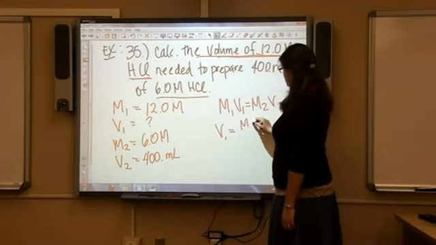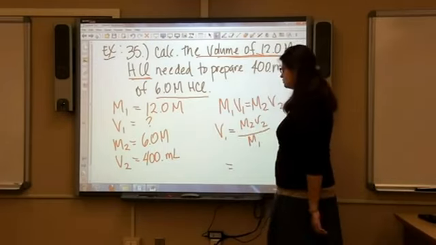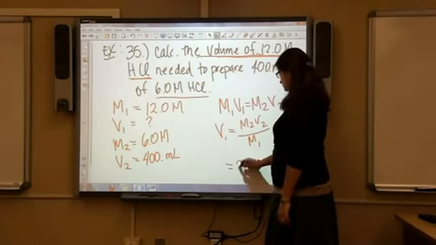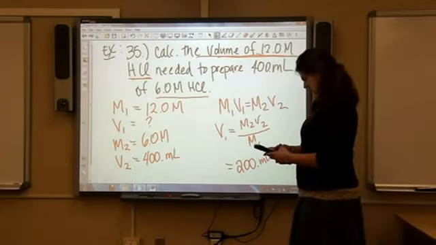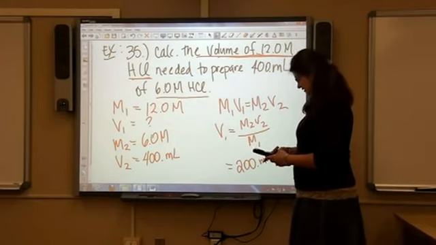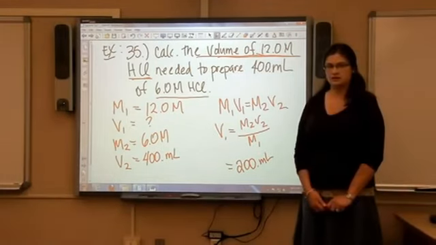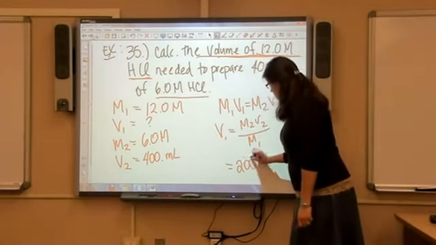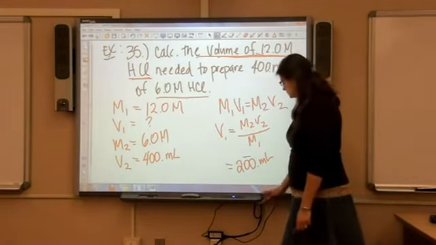Solve for V1. And after doing all that math, I think you should get 200, but I second guess myself. Yep, 200 milliliters. How many sig figs should you have in this answer? Only 2. That 6.0 has only 2 sig figs, so watch that.